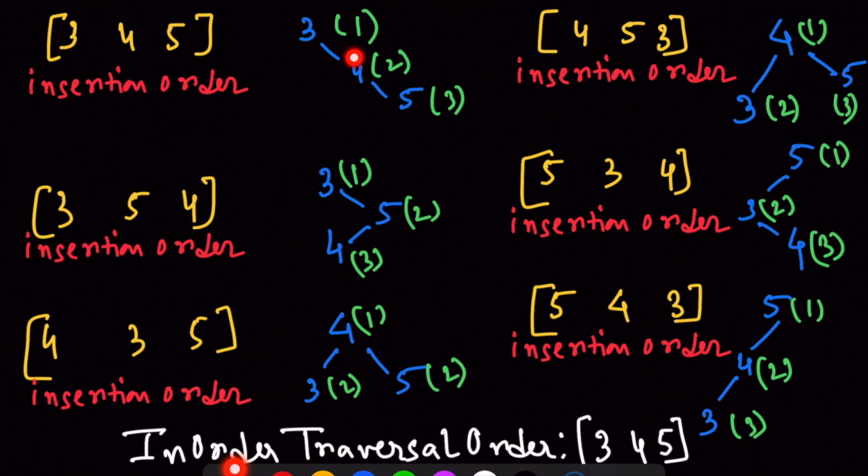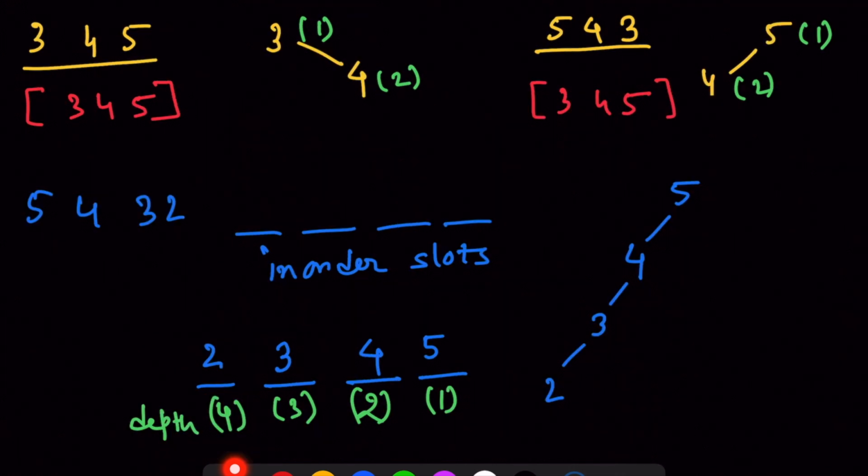You see 3, 4, 5. That's one thing we have to keep in mind. Next, we see the problem in our brute force approach.